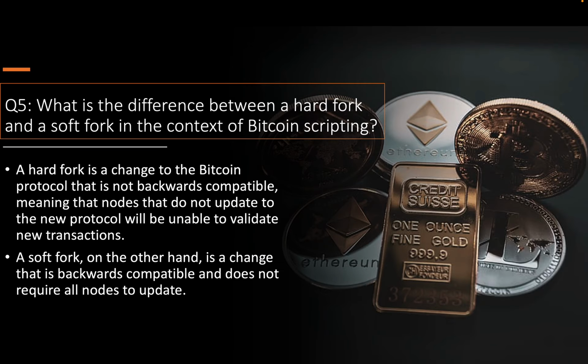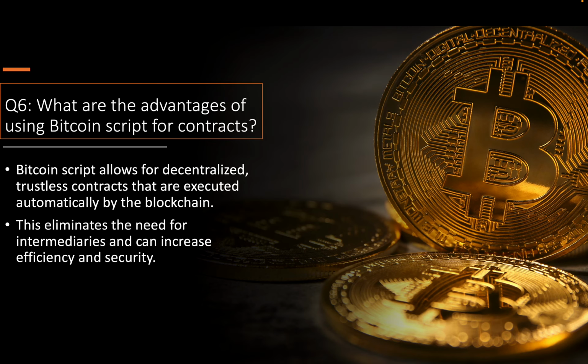Question number 5. What is the difference between a hard fork and a soft fork in the context of Bitcoin scripting? A hard fork is a change to the Bitcoin protocol that is not backward compatible, meaning that nodes that do not update to the new protocol will be unable to validate new transactions. A soft fork, on the other hand, is a change that is backwards compatible and does not require all nodes to update.